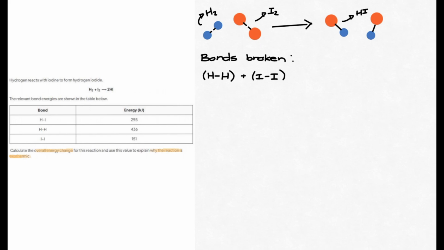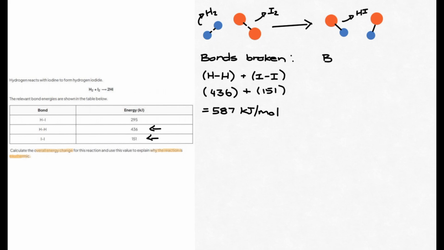So we're going to look here for hydrogen-hydrogen and we will see that it's 436 kilojoules of energy. Now iodine can be found here and that's 151 kilojoules of energy. We'll then add these two together and get 587 kilojoules per mole of energy used to break these two bonds.